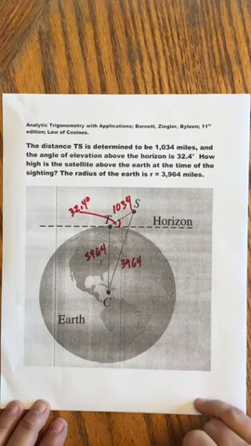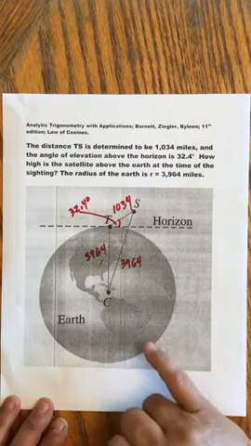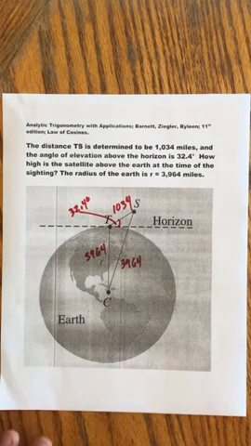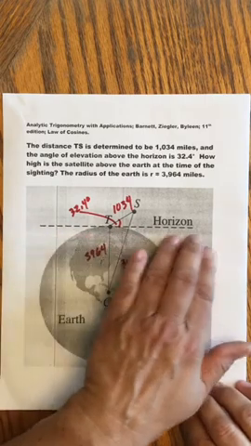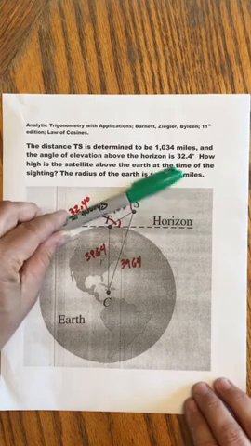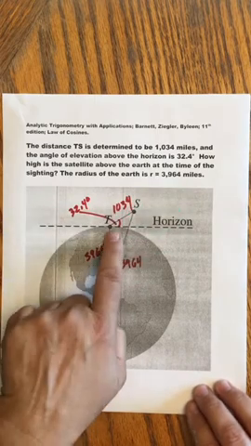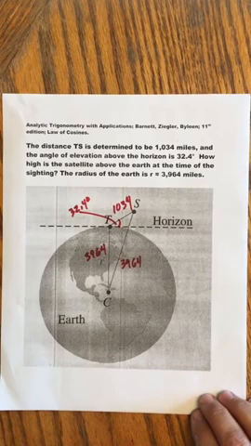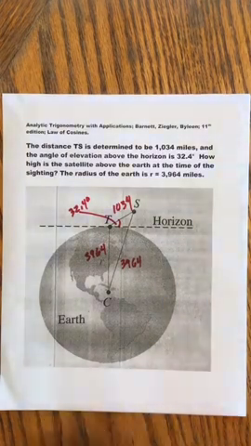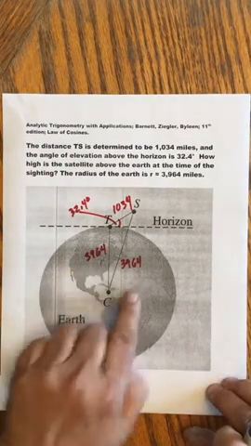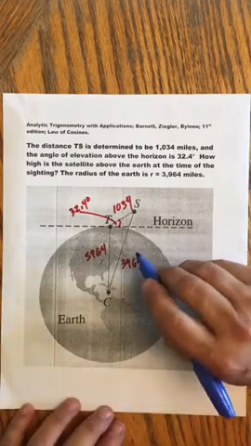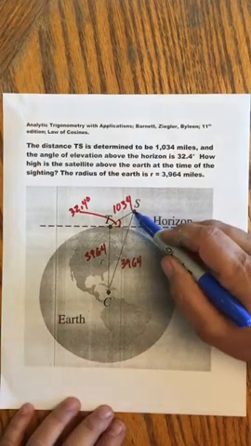All right. So I went ahead and labeled a few things. The distance TS right here is 1,034 miles. They tell you the horizon is horizontal, and the angle of elevation above the horizon, from here to here, is 32.4 degrees. Then they want to know how high the satellite is above the Earth at the time of the sighting. The radius is 3,964 miles, and remember the radius is in every direction, so both of these are 3,964. What they're looking for is the height that the satellite is above the Earth.